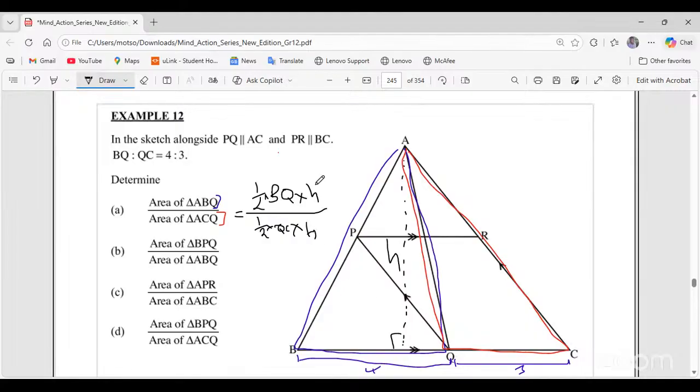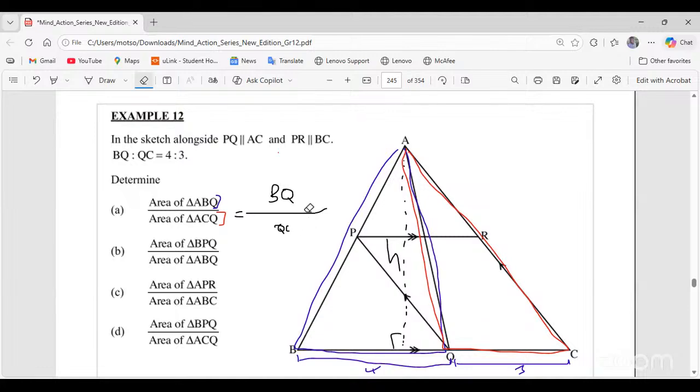Therefore, now this h cancels out with that h, and this half cancels out with that half. We are left with BQ over QC. This is equal to what? What is BQ? It is 4. What is QC? It is 3. So now this is the ratio of the areas of these triangles. Fine. Let's go to the next one.